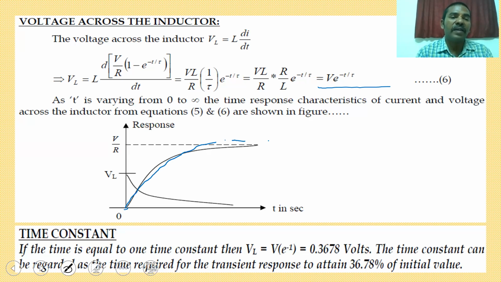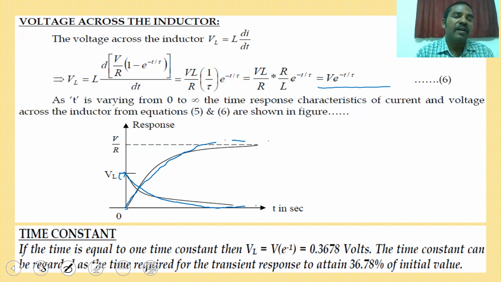So that is one time constant. Similarly, the voltage drop across the inductor: the equation is V e power minus t by tau, so it is exponentially decaying. At t is equal to 0, it has the maximum value of V, and as the time goes on increasing, it gradually comes to 0 position.